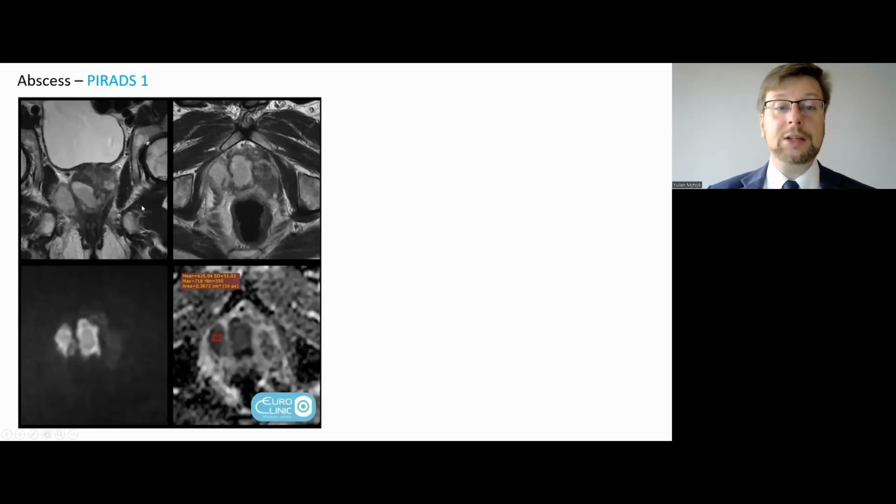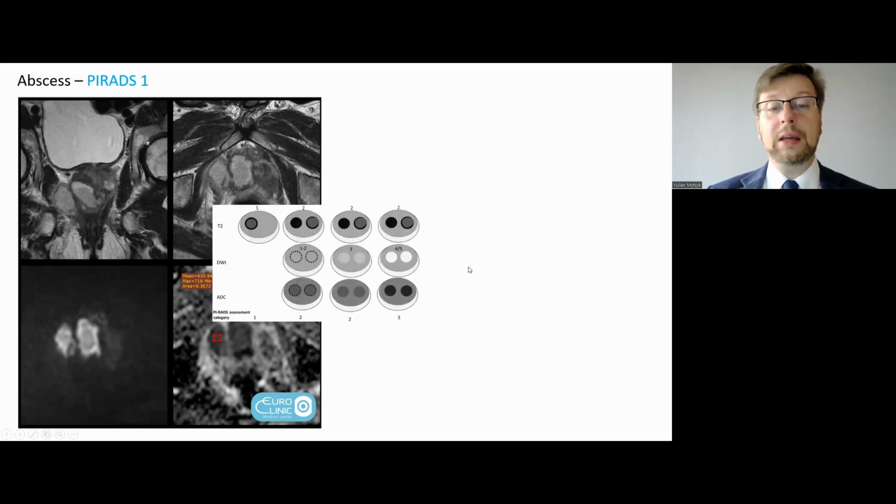However, in our case, the lesion was located mainly in the transition zone, and the key to the correct scoring of this lesion, which was scored as PI-RADS 1, was that when we have a transition zone lesion that is hyperintense, regardless of the diffusion restriction, this lesion should be scored as PI-RADS 1.